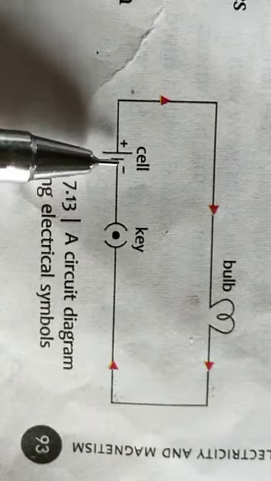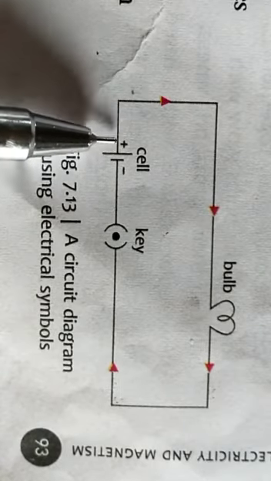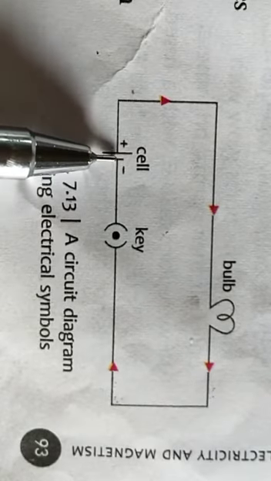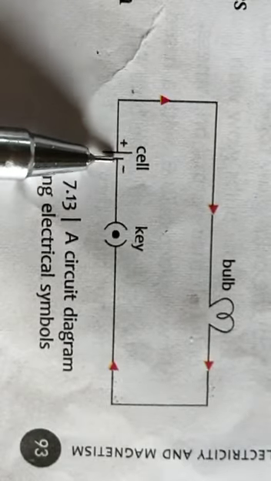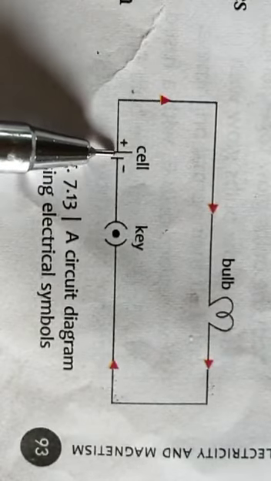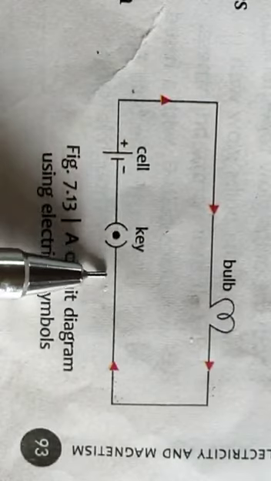For the battery or the cell, it is like this: one bigger line and one smaller line. You can see this is the positive terminal, which is a little bigger than the negative terminal. And this one is the switch or the key.